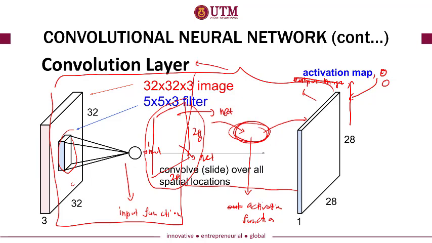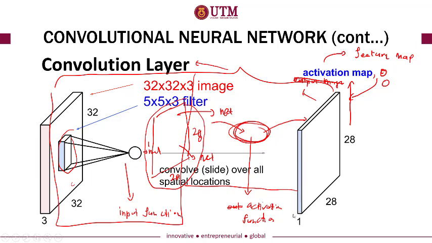It's not a net matrix. In some books, the activation map is also known as feature maps. Feature map also means the O matrix. It's not a net matrix. Okay, that is only one filter. Once you apply this filter, this is what you get.